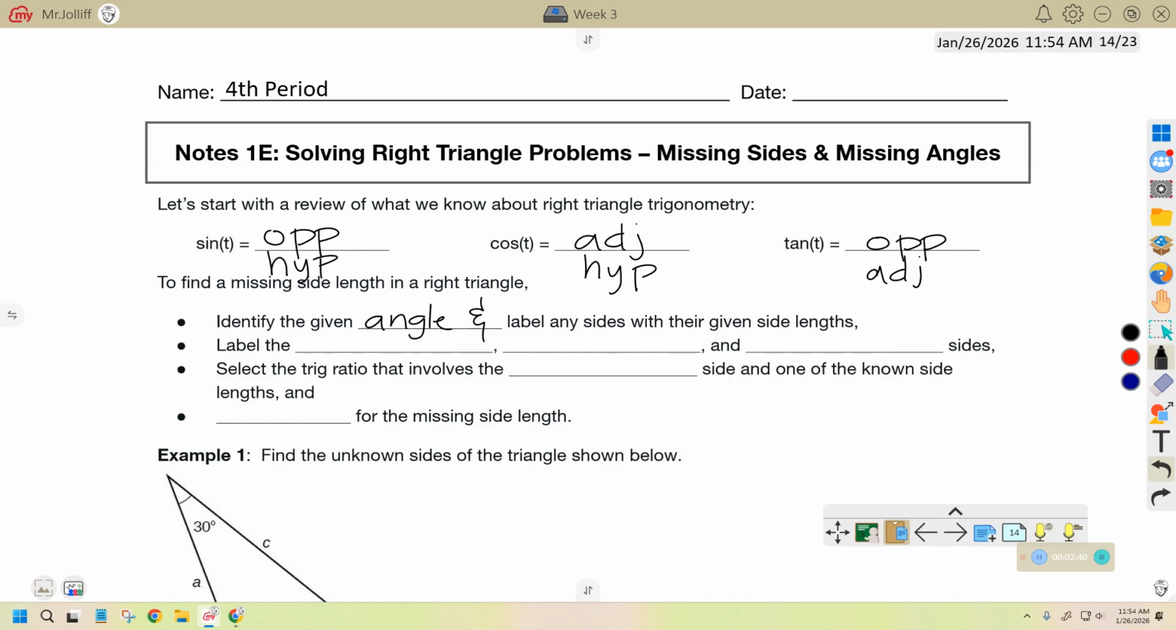So I've slapped numbers in my picture, labeled my angle, labeled any sides that had lengths on them. Next step, I need to label my opposite, adjacent, and hypotenuse sides relative to the angle that I identified in the first step. I should have identified an angle that I have a number for other than the 90 degrees, one of the two acute angles. And I'm going to label all of my sides relative to that angle of interest.